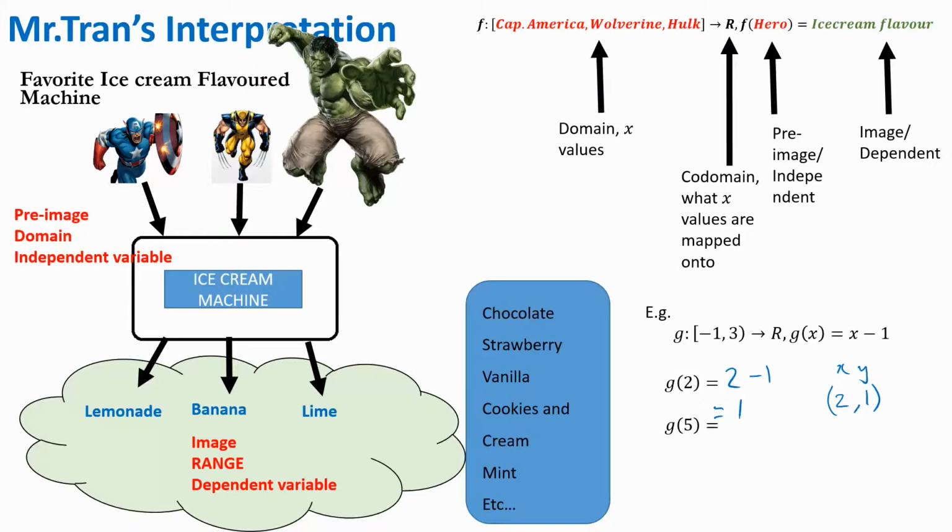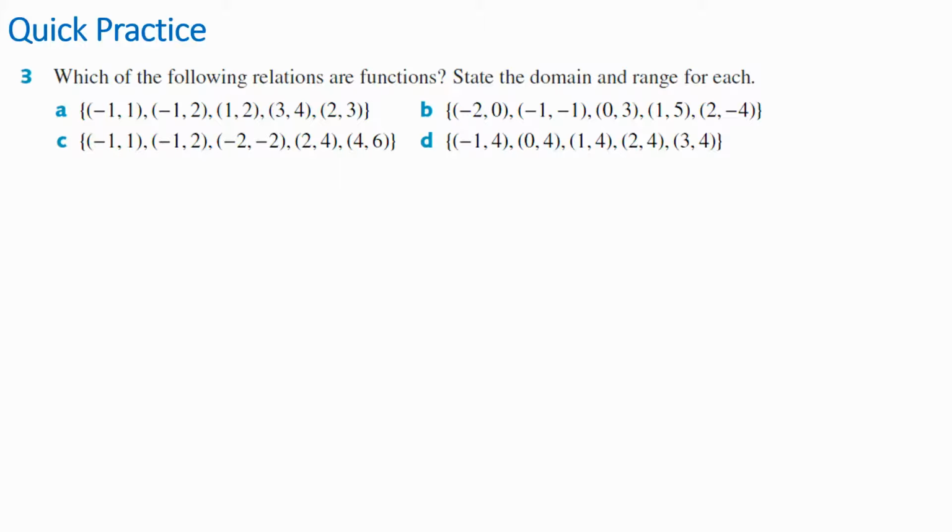Okay, now let's do a quick practice. I'm just going to get you to quickly look at 3A, B, C, and D. Can you tell me which ones are definitely relations? So what are you looking for? What's the first thing you're going to be looking for? Karia?